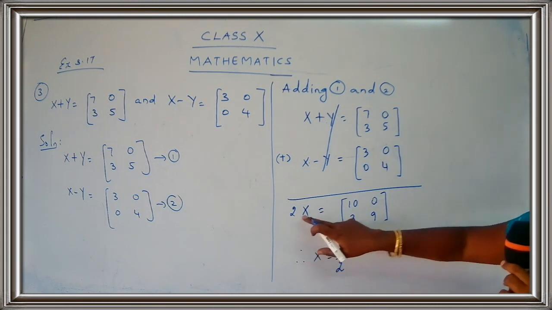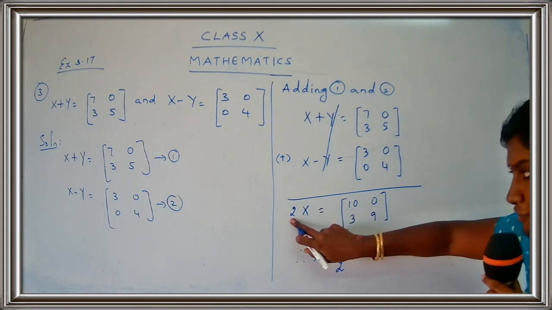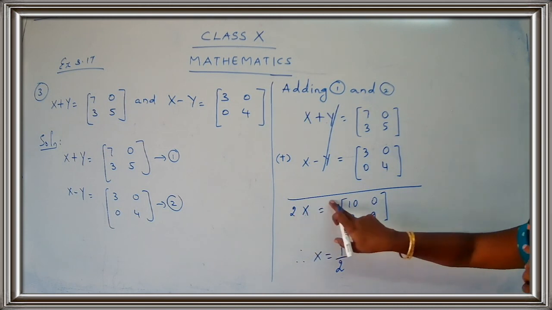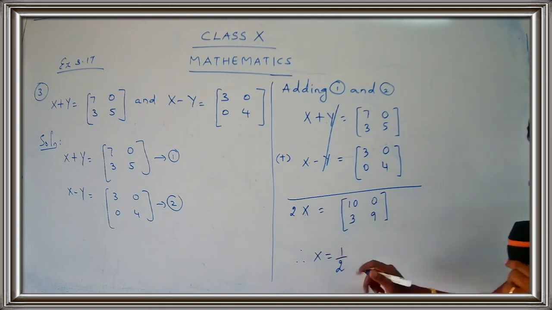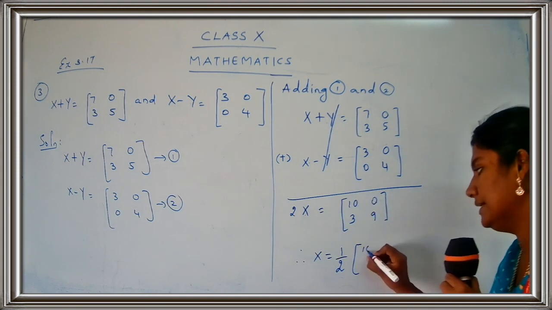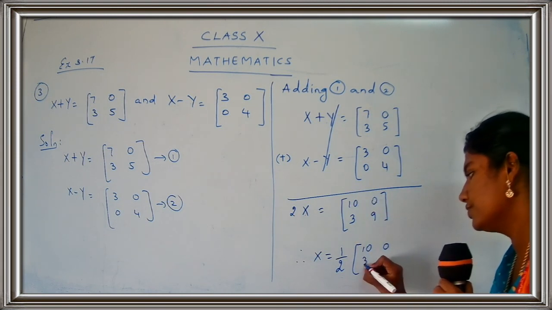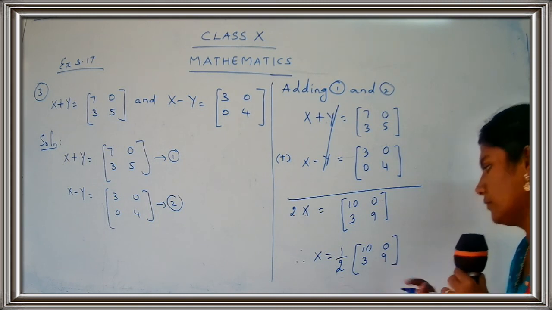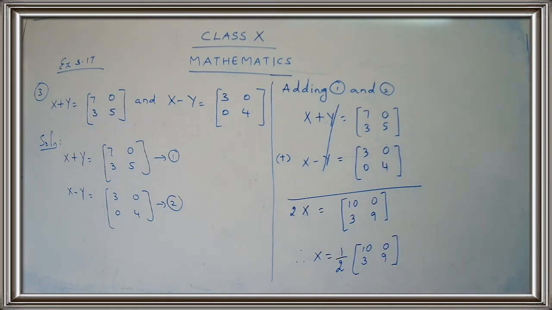So the 2 comes to this side, and when 2 comes from LHS to RHS, you have to write it as half. So half, and you have to write the matrix as it is. 10, 0, 3, 9. So what do you get as the value for x? x is equal to half of the matrix 10, 0, 3, 9. Now what are we going to do? We are going to write one more step and finalize the answer.